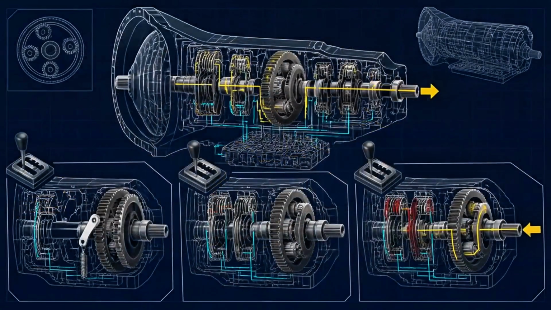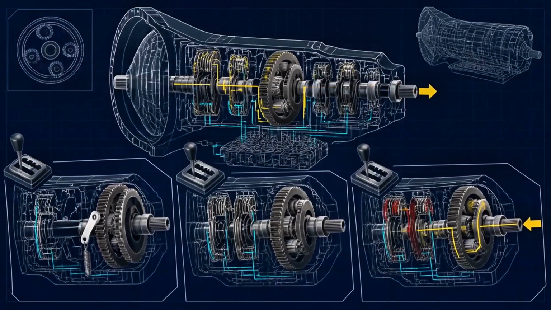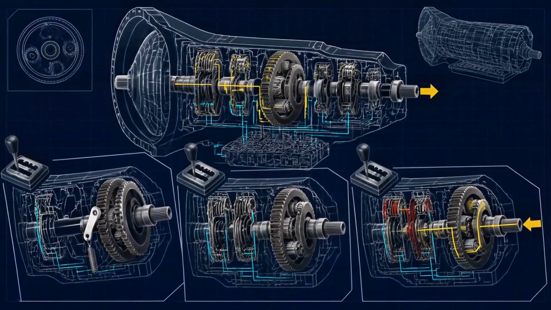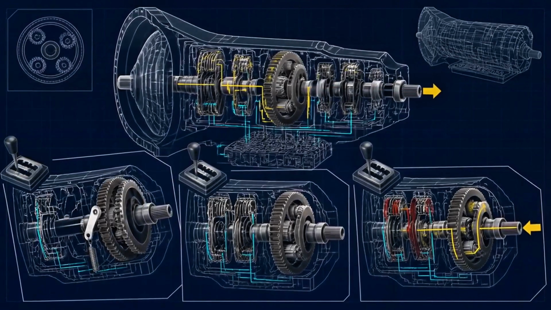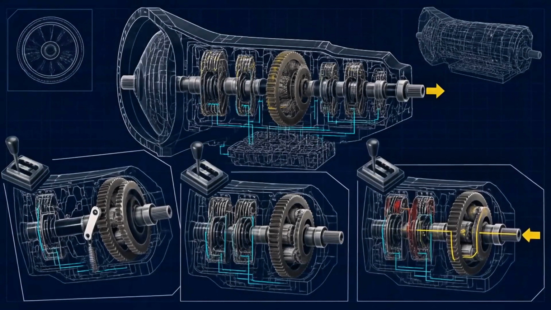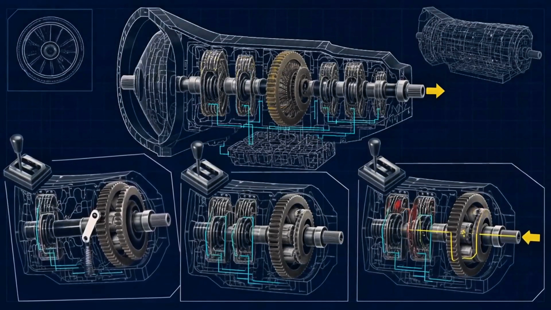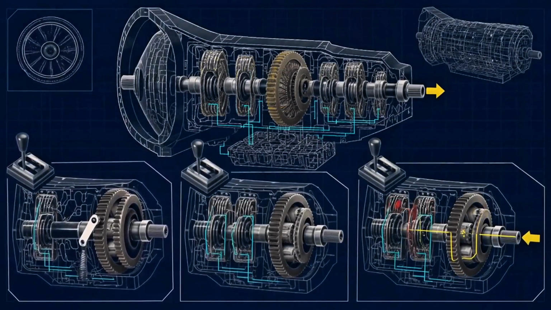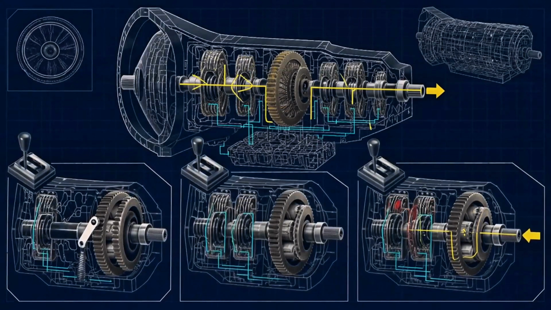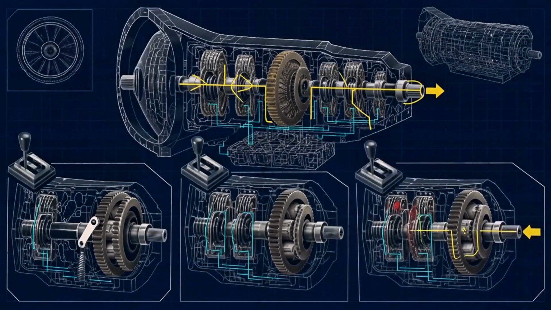The selector positions also change which elements are allowed to transmit power. In park, a parking pawl mechanically locks a toothed wheel connected to the transmission output. In neutral, the required clutch connections are released, so engine power does not reach the output shaft. In reverse, a different planetary combination reverses output rotation. In drive, the control system automatically selects from the forward ratios.